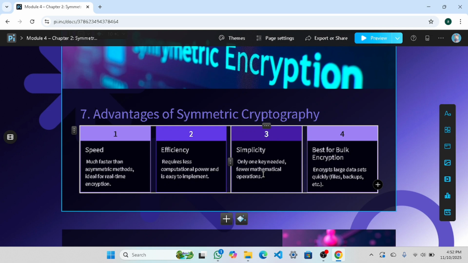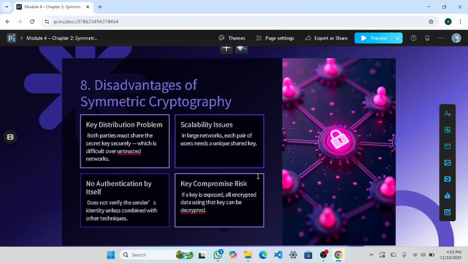Then moving next, what are the advantages of symmetric cryptography? The first advantages are speed, efficiency, simplicity, and being best for bulk encryption. Speed: it is much faster than asymmetric methods, ideal for real-time encryption. Why? Because it uses only a single key for both encryption and decryption, while asymmetric uses two different keys, public and private. Then efficiency: it requires less computational power, is easy to implement, and so on.